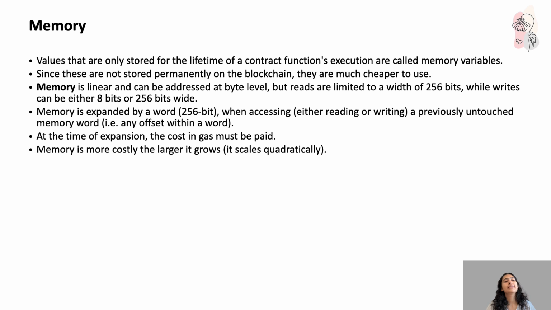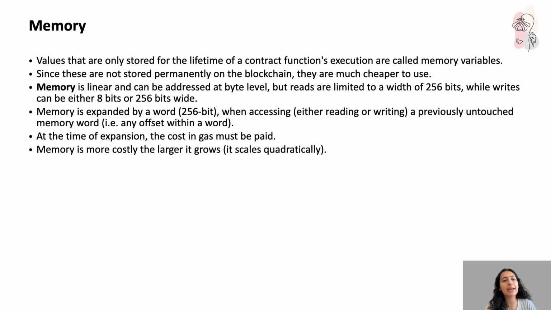Then coming to memory, values that are only stored for the lifetime of a contract's function execution are called memory variables. Since they're not stored permanently on the blockchain, they're much cheaper to use. And please, if there is something that your function is going to need forever, irrespective of its life cycle, please keep that in storage. And if we have some derived results, please keep them in your memory.